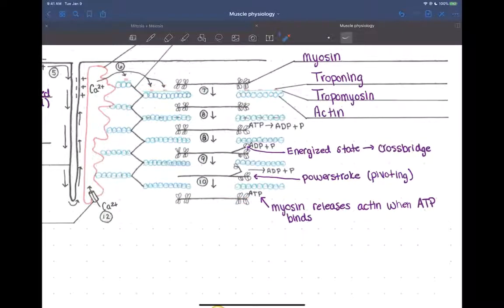So as long as calcium is still present, that myosin can break down the ATP, enter that energized state, and then do the power stroke, then release actin again, and keep going over and over and over again, as long as calcium is still present.